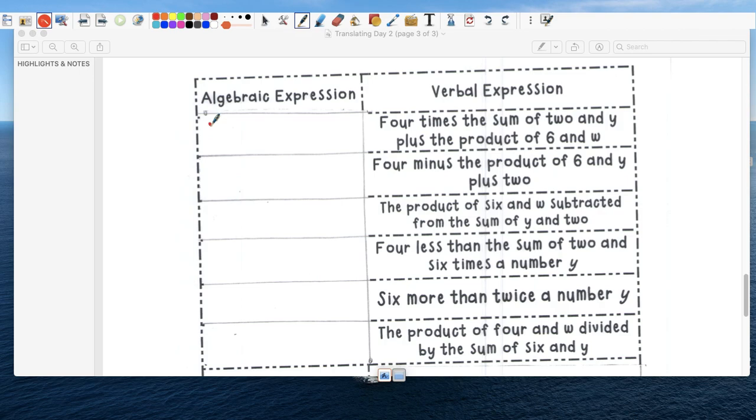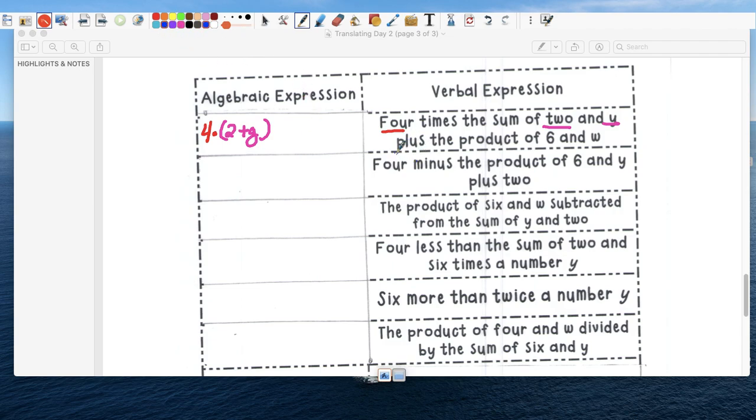So it's 4. I might need more space. 4 times the sum. So remember I told you to put the sum in parentheses. So we're going to put parentheses and sum, que sería soma, of who? Of 2 and y. So I'm going to put 2 and y.